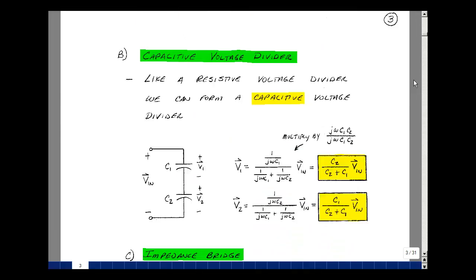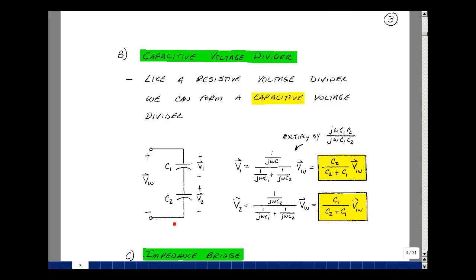Now, besides the resistive voltage divider, there's a thing called the capacitive voltage divider. It's the same idea. We'll put two elements in series. Now we'll put capacitors in series instead of resistors. And we're going to solve for the voltage across each capacitor. Now we'll be doing this in the frequency domain. So we've got an AC signal coming in here, so we've got a phasor voltage. And we're going to solve for the phasor voltages V1 and V2 across capacitors C1 and C2.